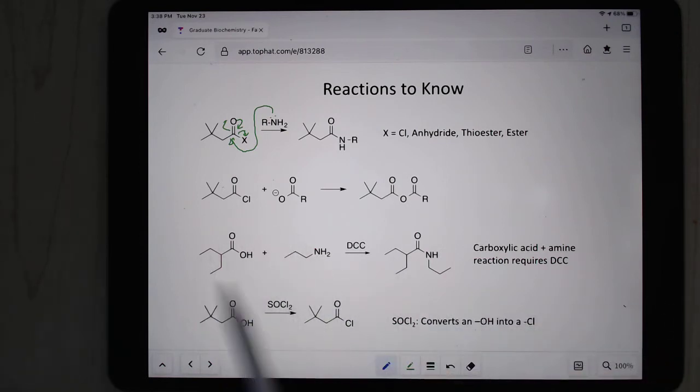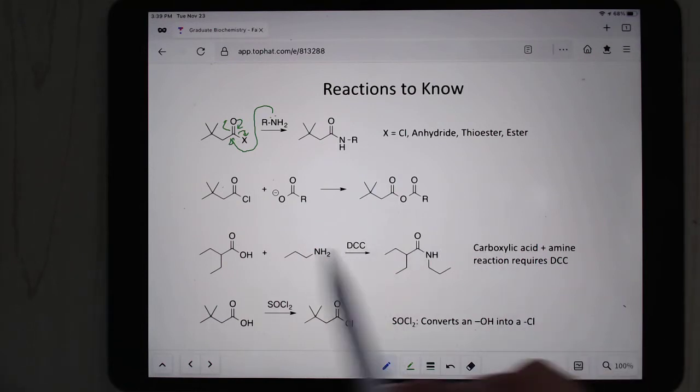In order to actually do the coupling, you have to add a compound called DCC. So what happens with this one is the DCC reacts with the OH, turns that into an ester, and then the nucleophilic attack can go as normal. Okay, so if it's a carboxylic acid and an amine, you have to put DCC in there.